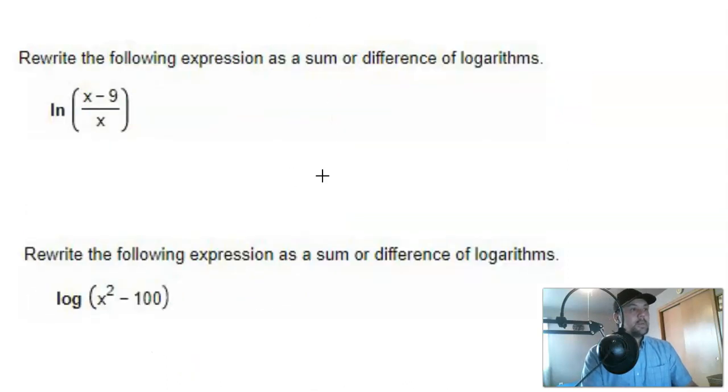All right, so let's take a look at this example here, or these couple of examples. So these are going to get a little bit more complex. This first example isn't really any worse than the problem we just did.